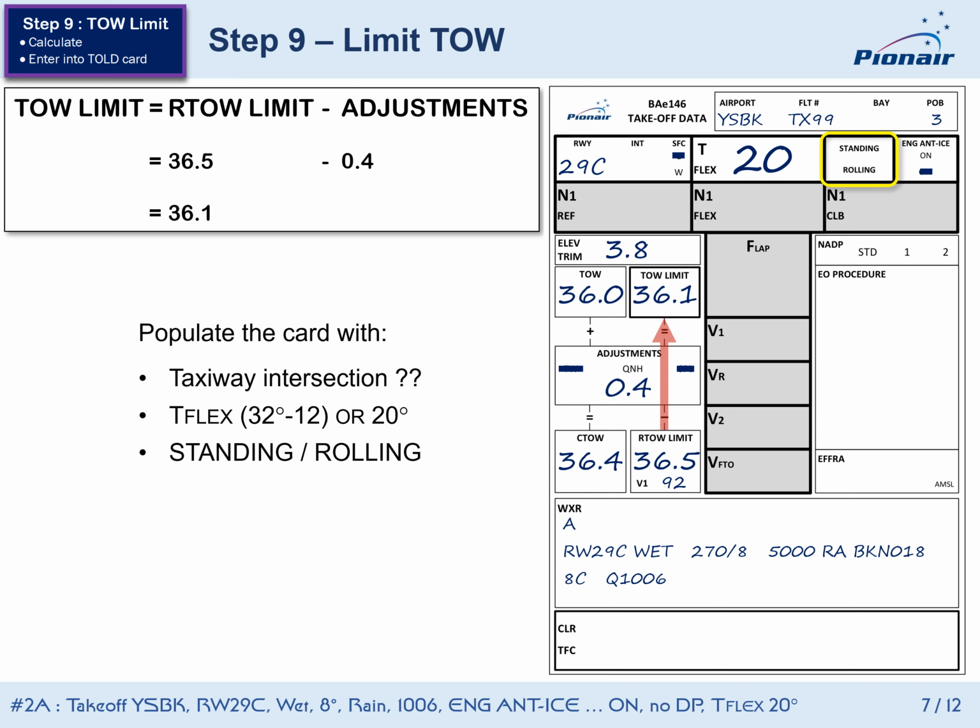And as always, if we're within 200 kilos of our performance limit, we're required to do a standing takeoff. In this case, yep, we need to do a standing takeoff. So let's cross out the rolling. And finally, let's write the takeoff flap in the card, nice and big. Time to move on to step 10, the thrust settings. For that, we're back to the engine thrust table card.